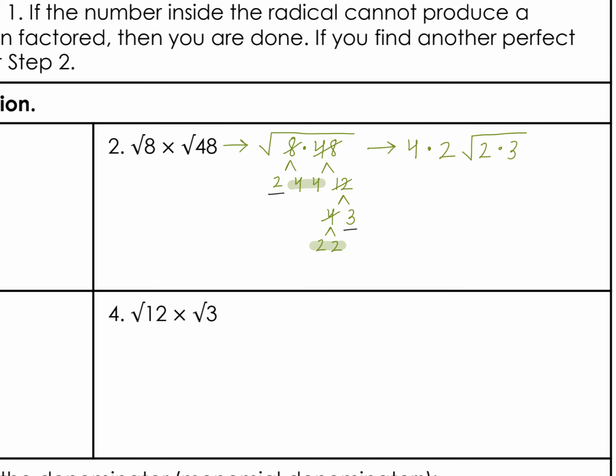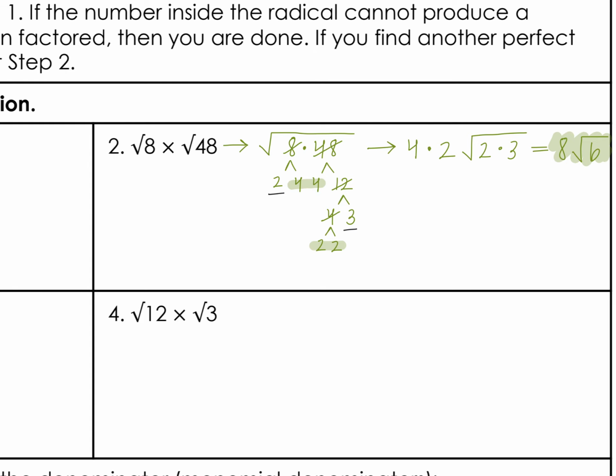All right, so now let's just go ahead and simplify. So we have that 4 times 2 will give me 8. And then that 2 times 3 will give me 6. So my final answer for number 2 is going to be 8 square root of 6.